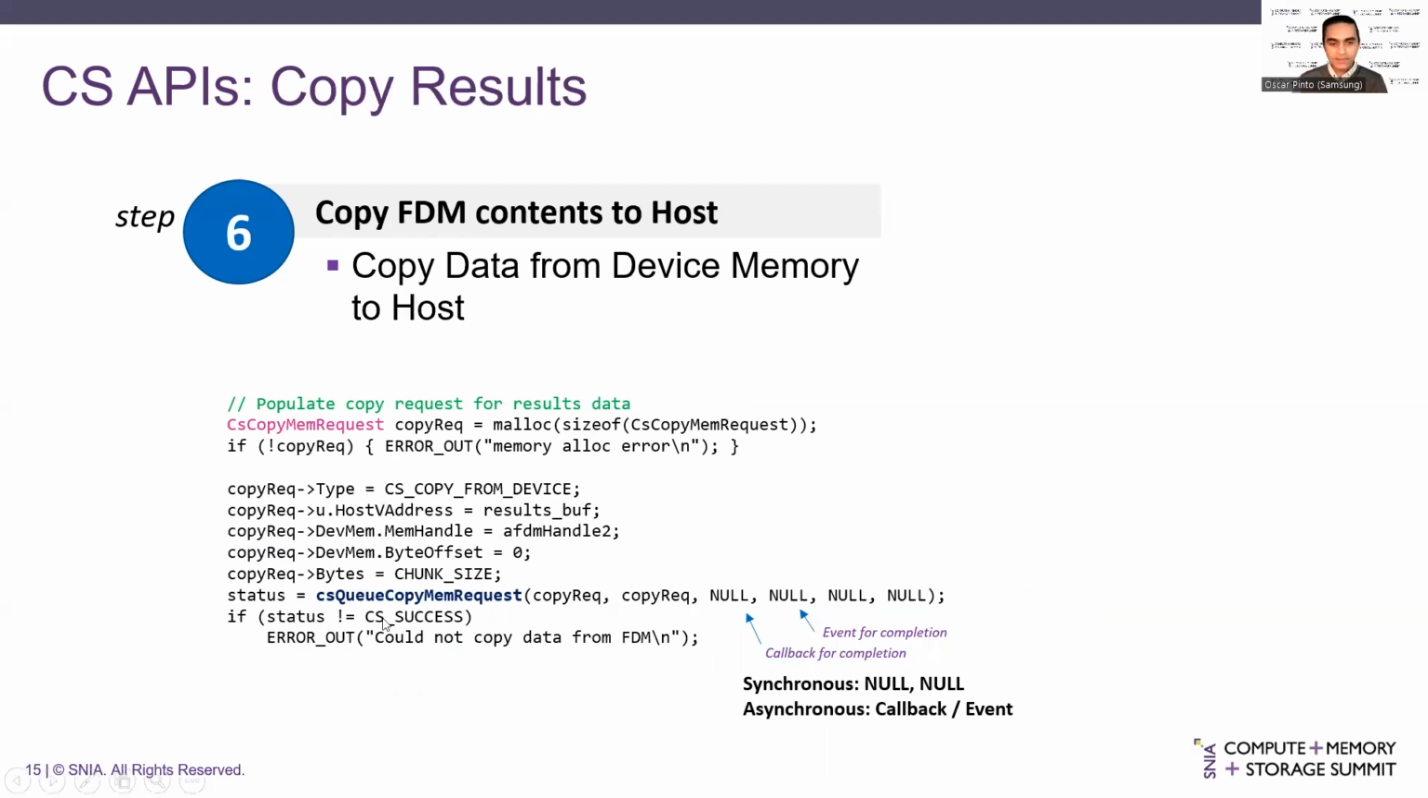So here we have CSQ copy mem request as your next API, for which you specify the direction. Here the direction is copy from the device, and you specify where that information wants to go, so that is into host memory. You provide your host memory address, and then you specify the results buffer, which is in this AFDM handle 2, and from what offset, and the number of bytes you want to copy. It can be used in synchronous as well as asynchronous mode, like the other 2 APIs.